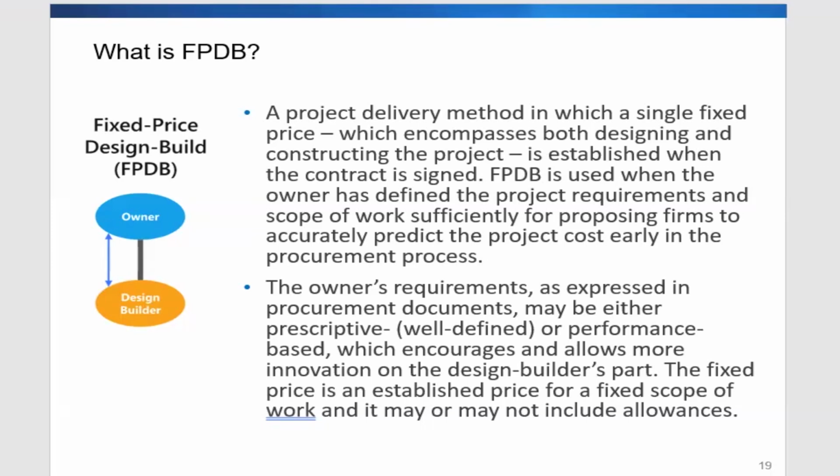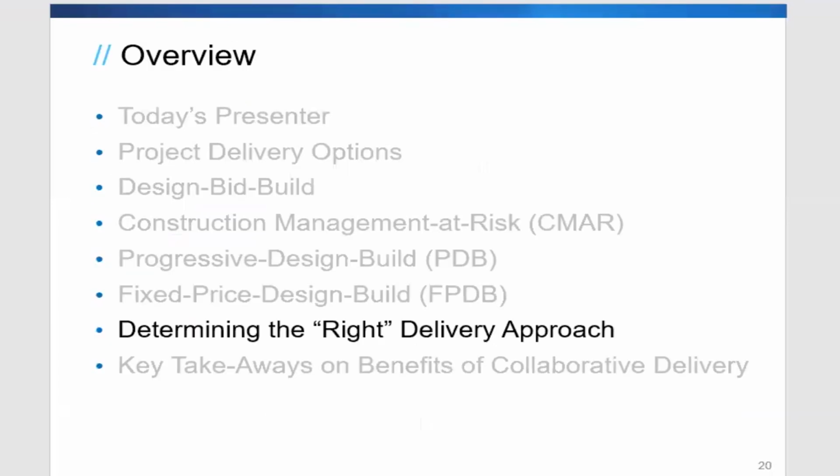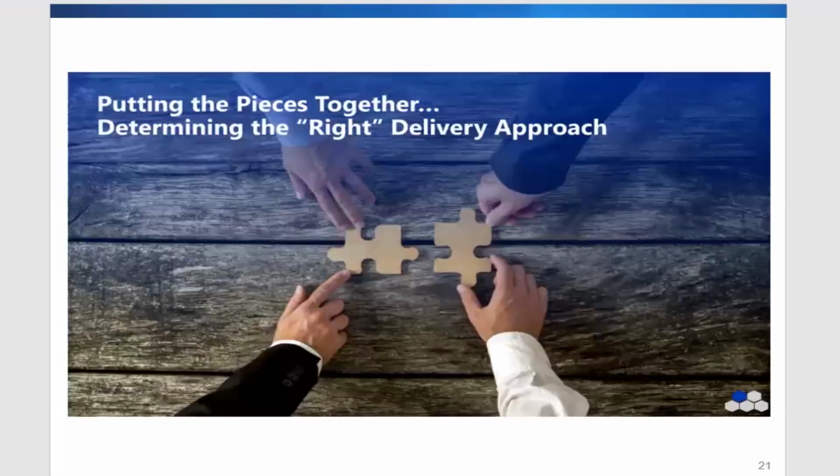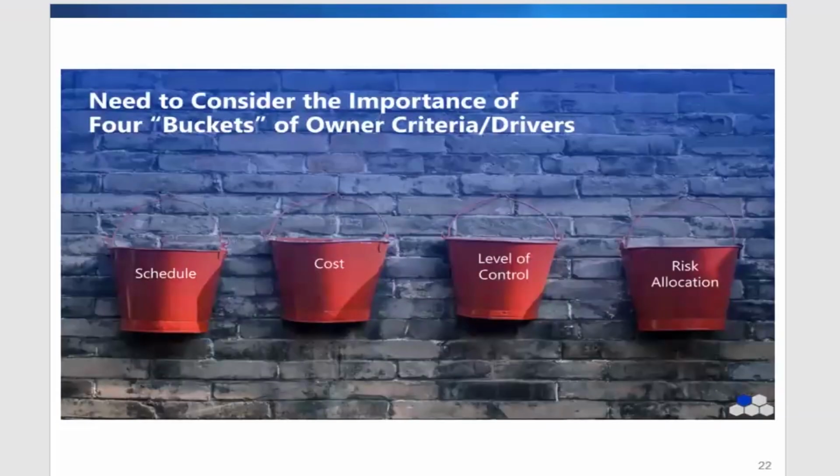So this is very similar to progressive design build, but the difference in this case is that the design and the construction cost is fixed, so the design team and the builder need to deliver this project for that particular price, right? So moving on, what are some of the factors that you need to determine in selecting a particular project delivery approach? So basically, it's like putting the puzzles together. There are so many factors that you need to look into, but there are 4 major drivers or criteria that I would like to highlight in this presentation.